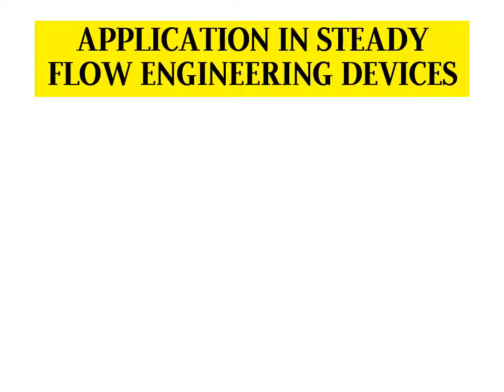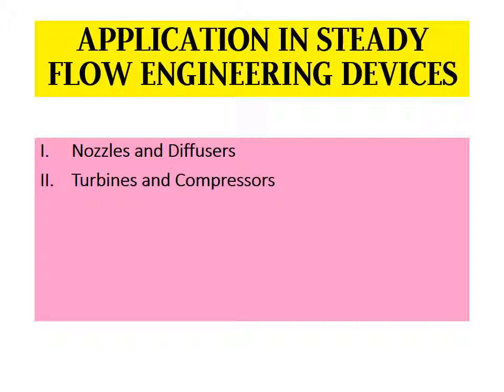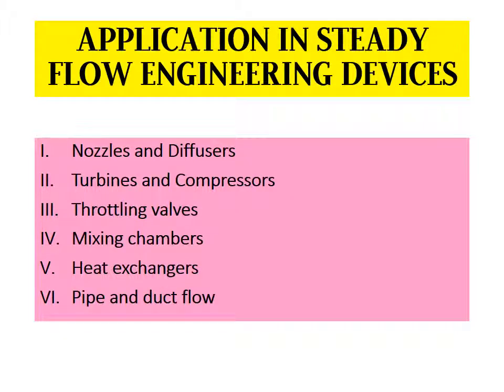Now we are going to discuss the application in steady flow engineering devices. We are going to discuss 6 types of devices. The first one, nozzles and diffuser. Second, turbines and compressor. Third, throttling valve. Fourth, mixing chambers. The fifth, heat exchanger. And the last one is pipe and duct flow.